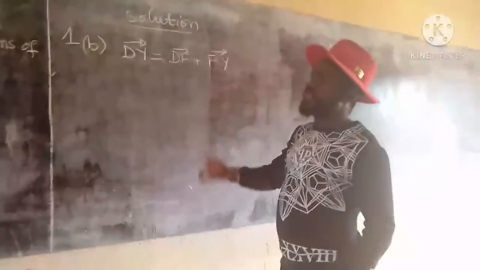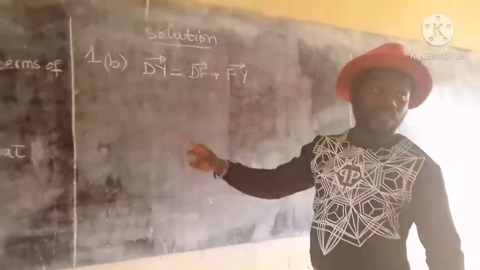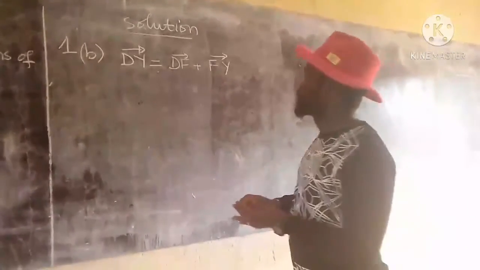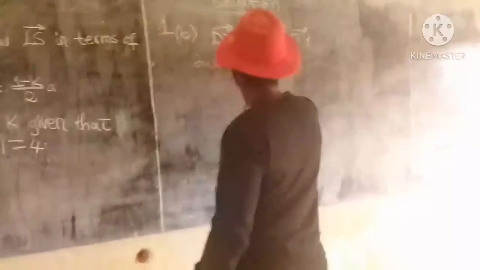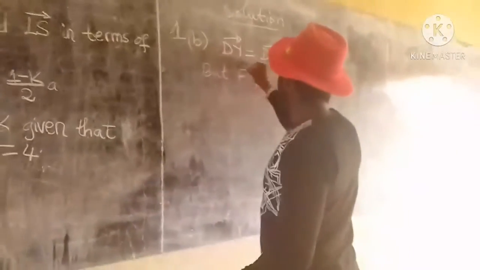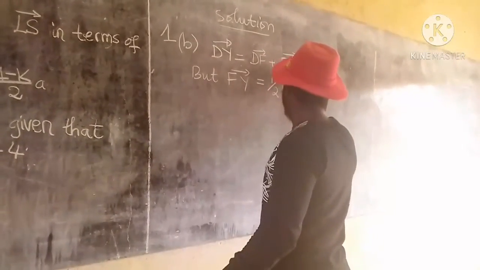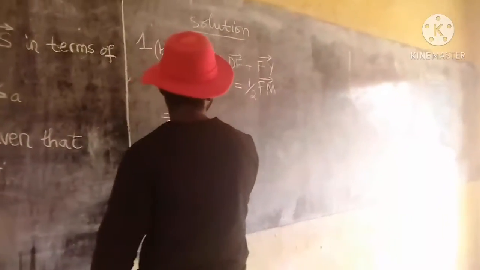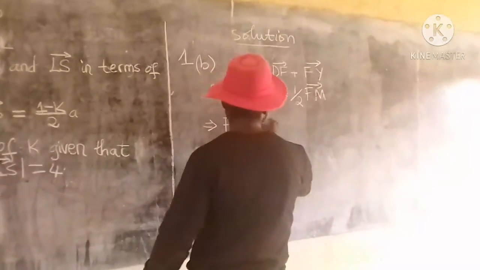Since Fy is a midpoint of what? It is a midpoint of Fm. We can first of all look for Fm. But Fy is equal to half Fm. This means that our Fm should be equal to, let's go back to the diagram to look for Fm.